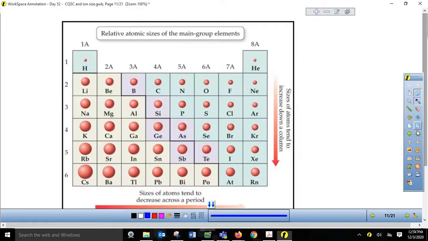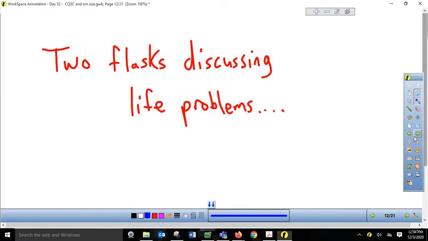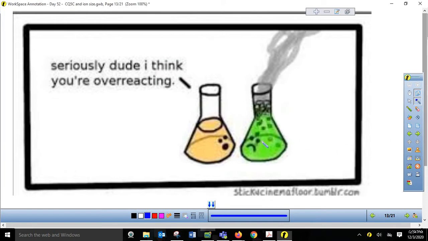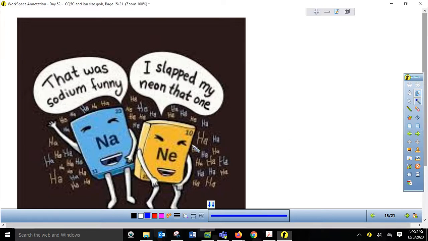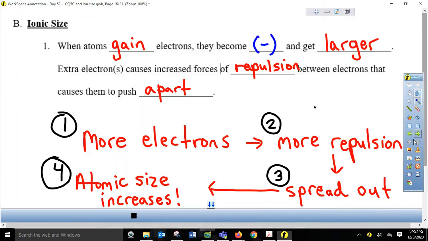All right, so continuing on here, quick joke. 2 flasks are sitting there talking to each other, discussing life's problems, and here's what is going on. So seriously, dude, I think you're overreacting. Good chemistry joke right there. Look, he's reacting. We see bubbling. We see gas being released. Ha-ha. And here's 2 elements watching and listening to that joke. This is what they say. That was sodium funny. I slapped my knee on that one. That's a good one right there. All right, let's continue on.